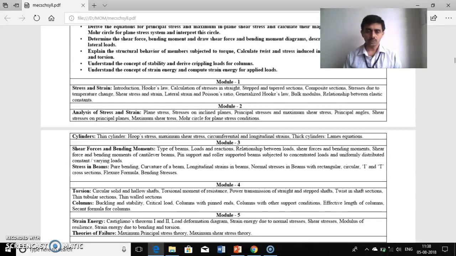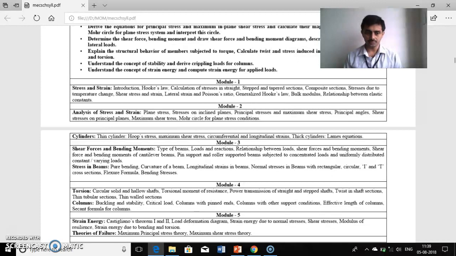Module 2, analysis of stress and strain. Again, plane stress, stresses on inclined planes, principal stresses and maximum shear stress, principal angles, shear stresses on principal planes, maximum shear stress in various planes, and Mohr's circle for a plane stress condition. This is module 2. Module 2 also covers cylinders, thin and thick cylinders, and stresses induced when pressure is applied on the circumference of the cylinder.